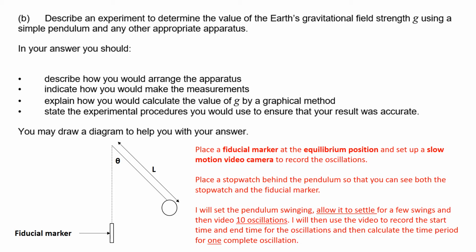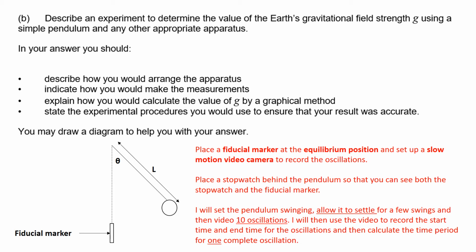So what I'm going to do is give the pendulum a fixed displacement theta, and we're going to vary the length of the pendulum and see how it affects the time period. And to measure the time period, the first thing I'm going to use is a fiducial marker to try and improve the accuracy, and I'm going to use a slow motion camera so I can accurately track the position of the pendulum as well. And I'm going to put a stopwatch in the frame of the pendulum, so on the video we can see the time and position of the pendulum.